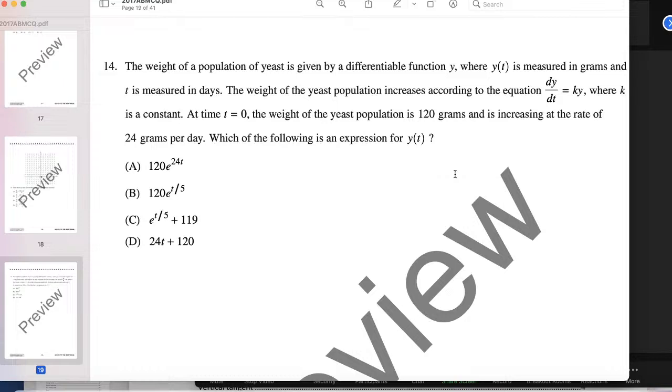Would it just be A? If g is increasing, then it has to be, or G prime of C is equal to 1. So positive, increasing, so wouldn't it be A? Would it be B?